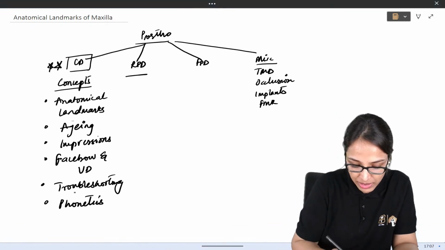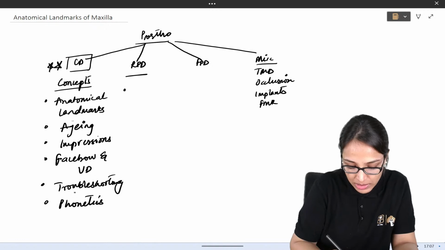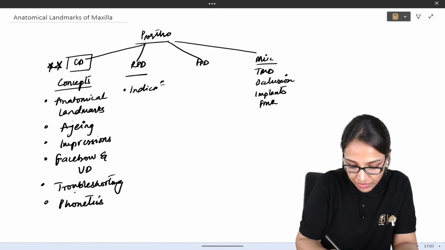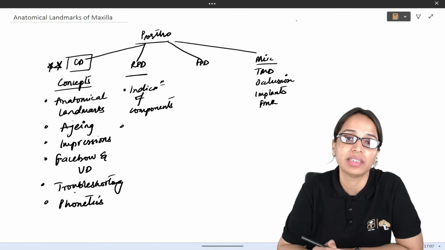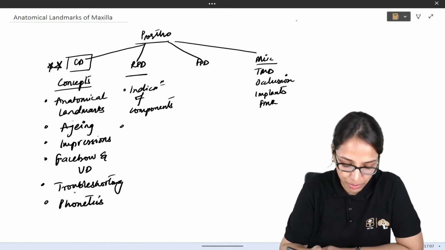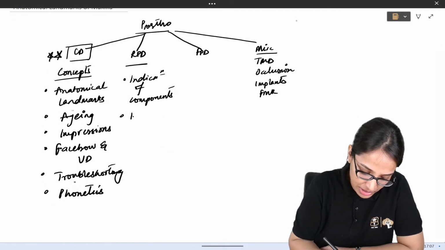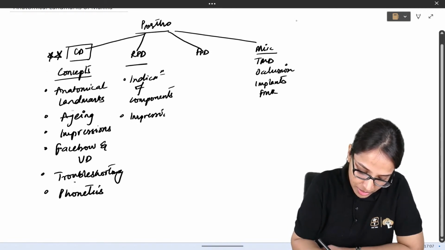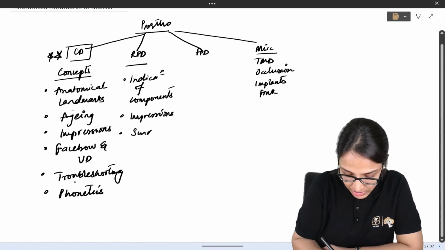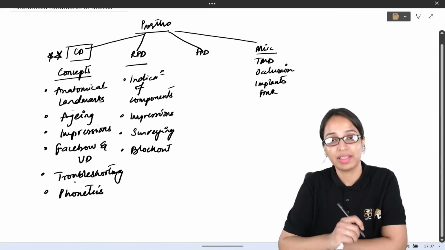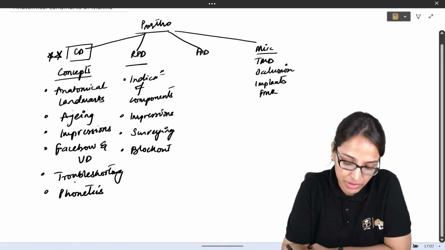If we come on to RPD now, what is asked is the indication of different components. So whether it be a major connector, a minor connector, a direct retainer or an indirect retainer, usually the indication of different components is asked. Second thing which is asked is impressions. What are the different impression procedures? Third topic which is very frequently asked in exam is surveying. And fourth is block out with the different waxes. That is very commonly asked from removable partial dentures.